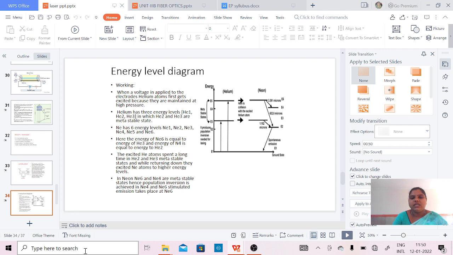Let us see how the energy level diagram of the helium neon laser will be. Here also there are two different atoms, helium and neon, so we are taking the mixture of gases. Let us see how it works. When a voltage is applied to the electrodes, helium atoms first get excited because they are maintained at high pressure. Helium has three energy levels, He1, He2, He3, in which He2 and He3 are metastable states.